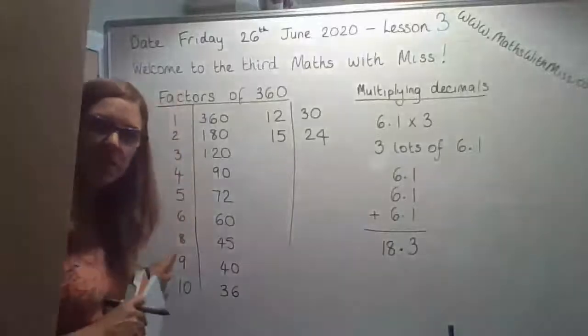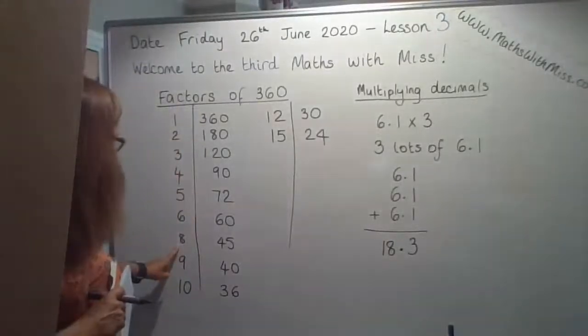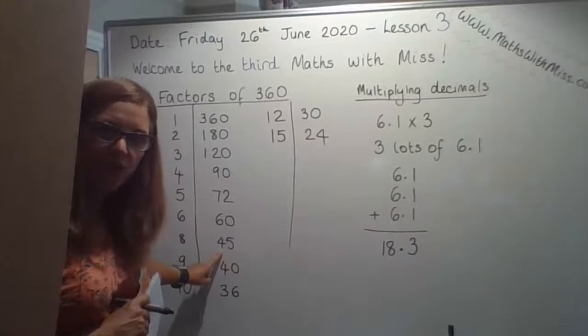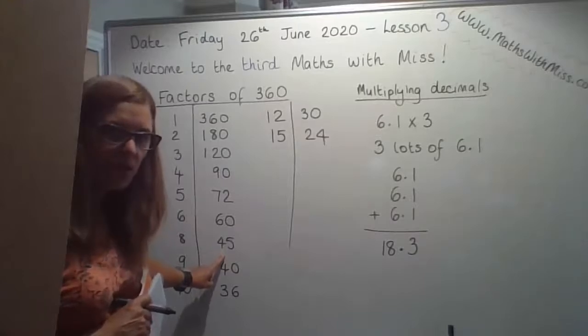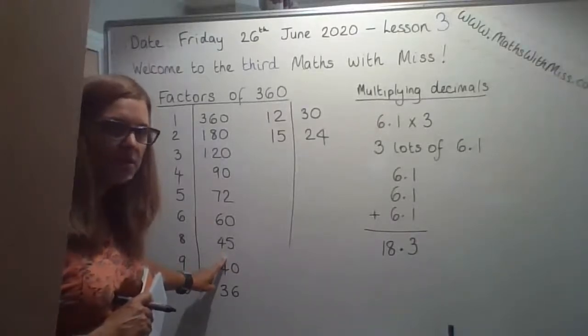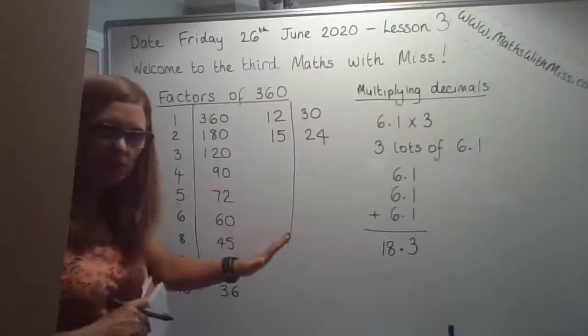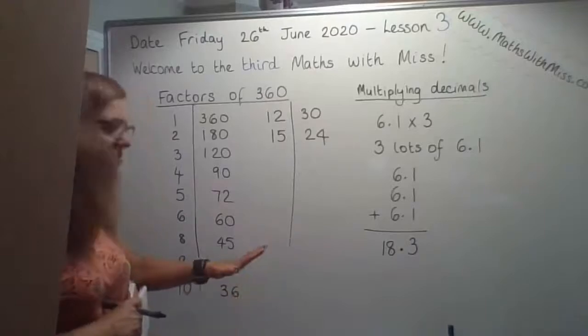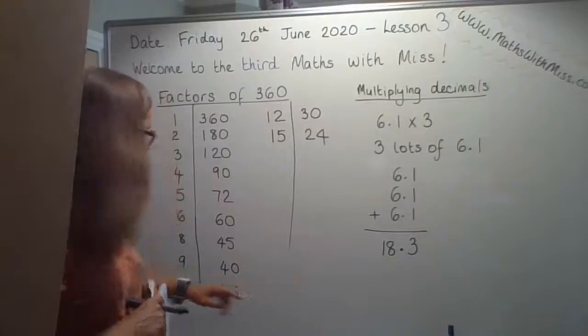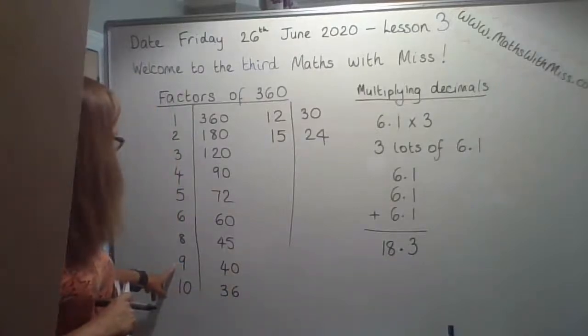Now, can I do 16? Well, 16 is double 8. But if I halve 45, I get 22.5. That's not a whole number. So that's not a factor. So we can't do 16. We can't do 17. Can we do 18?